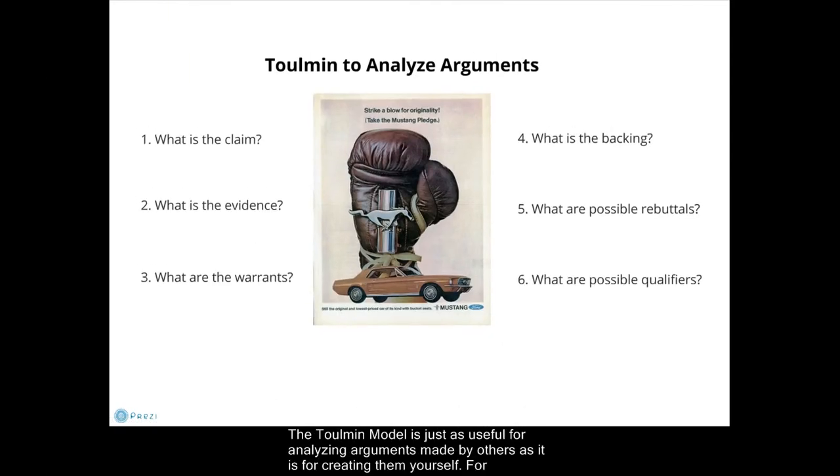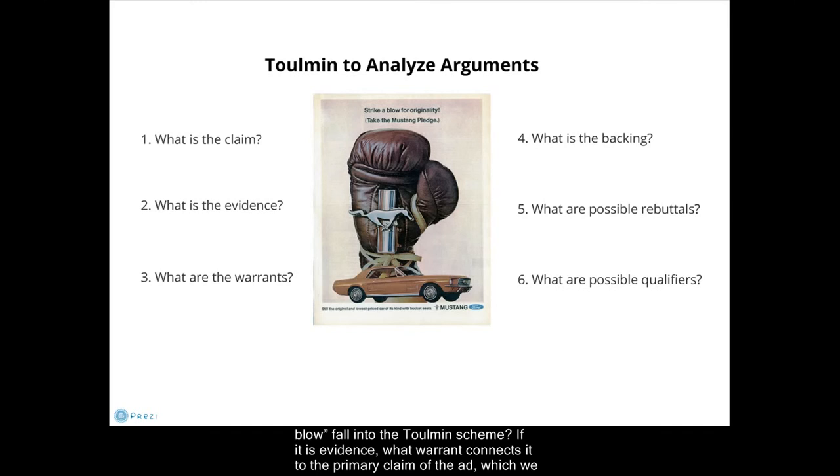The Toulmin model is just as useful for analyzing arguments made by others as it is for creating them yourself. For instance, look at this advertisement here for a 1967 Ford Mustang. If we can determine the answers to these 6 questions, that is, if we can fill in the Toulmin model, we will know a lot about how this argument has been built, both in terms of its successes and its faults. In this example, where would the boxing glove image and phrase, "strike a blow," fall into the Toulmin scheme?